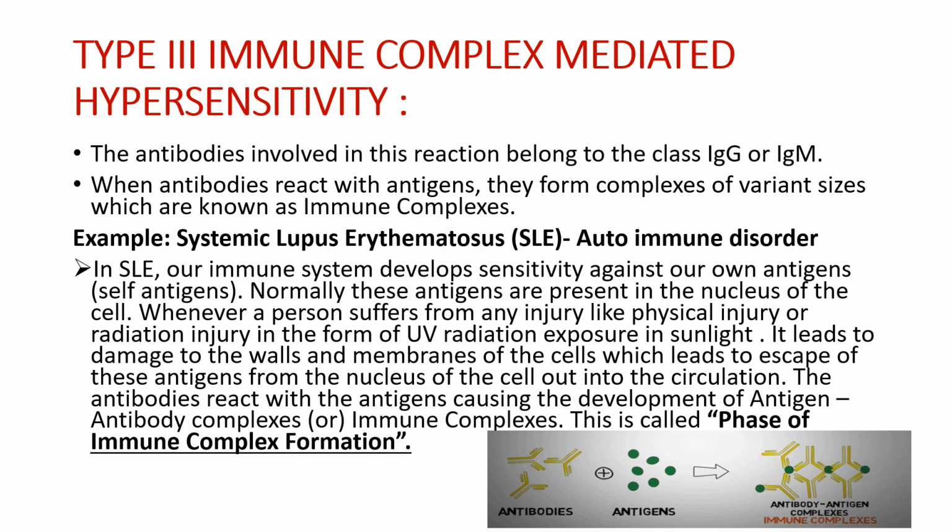in sunlight, it leads to damage to the walls and membranes of the cells, which leads to escape of these antigens from the nucleus of the cell out into the circulation. The antibodies react with the antigens, causing the development of antigen antibody complexes or immune complexes. This is called phase of immune complex formation.